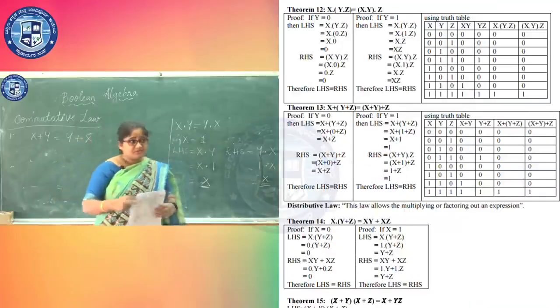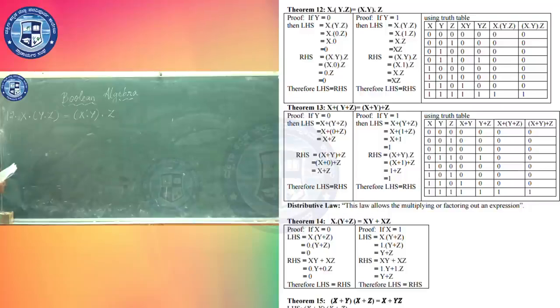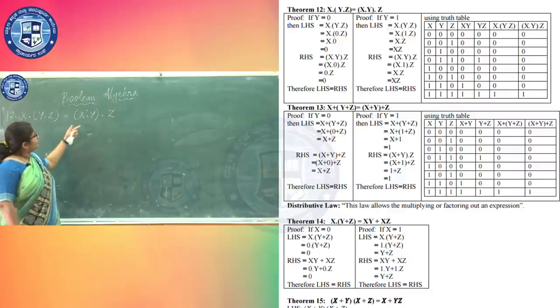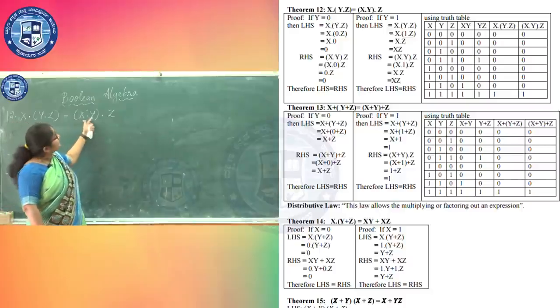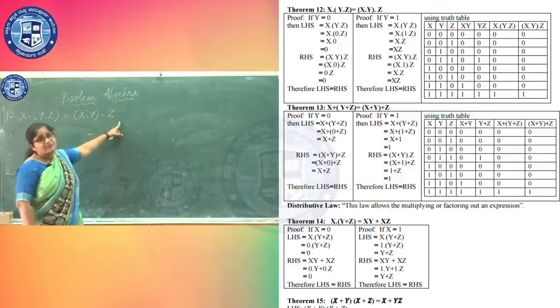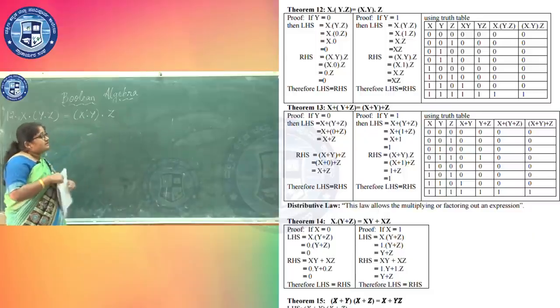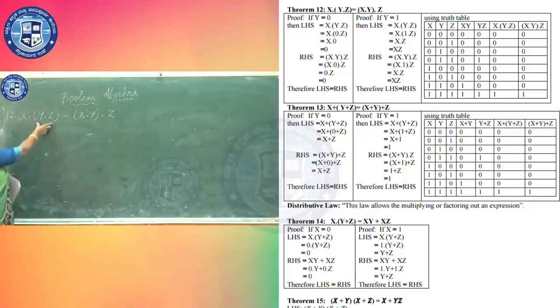Next, theorem 12. So this says that while ANDing, if you are ANDing these two and then you are ANDing with the x variable, that will be equal to ANDing these two variables and then ANDing with the third variable. So anyhow, wherever the brackets are, you will be getting the same answer, they say.